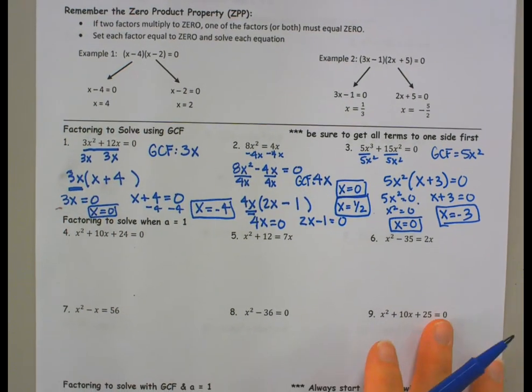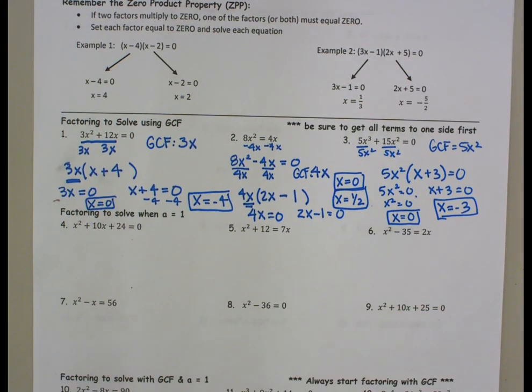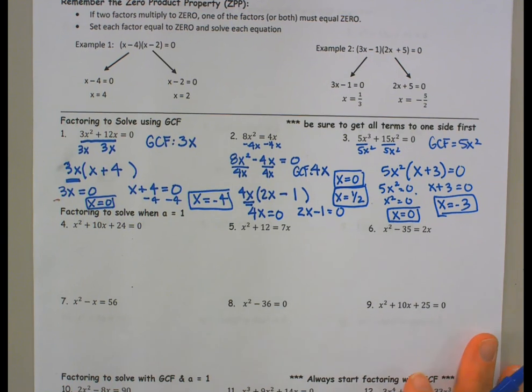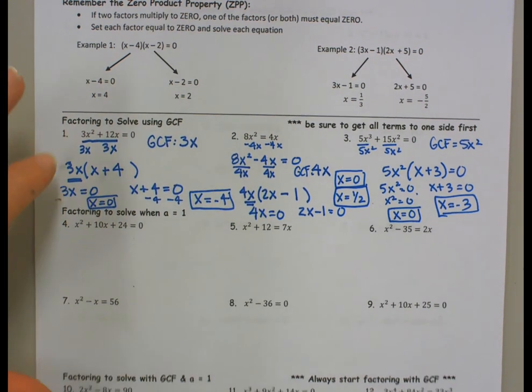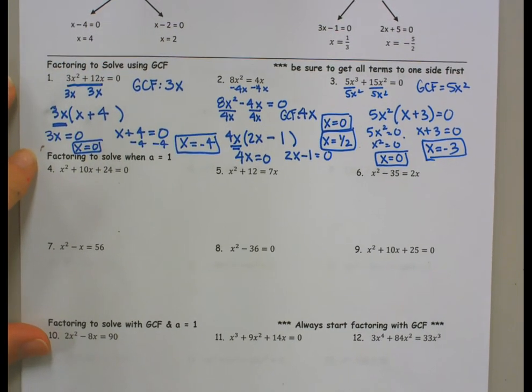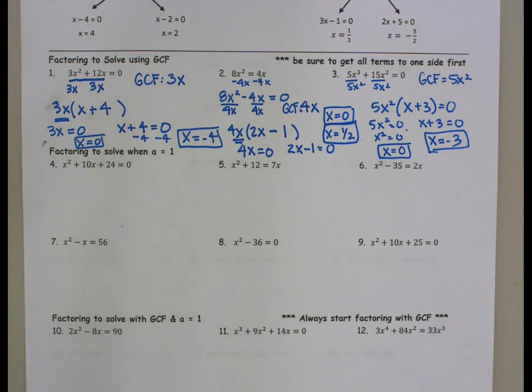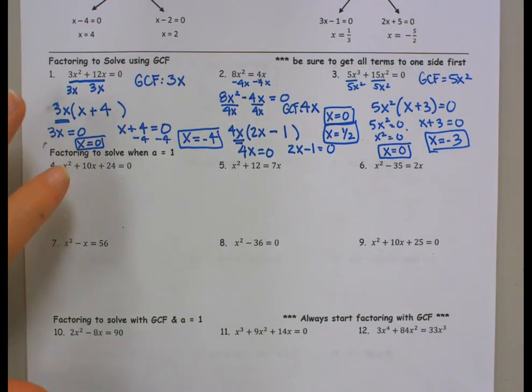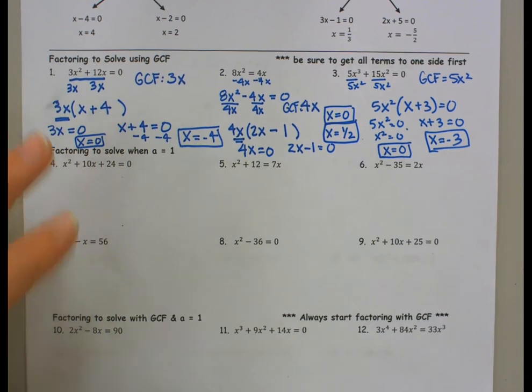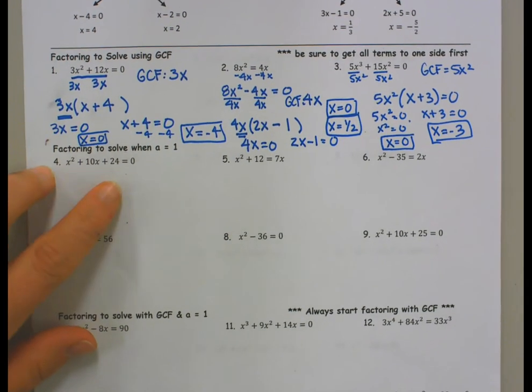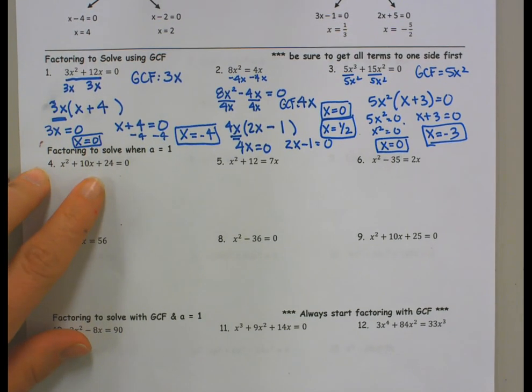Okay, so hopefully that was a good refresher on greatest common factor and then also how to solve with our greatest common factor. So now we're going to review factoring when a equals 1. So you should have seen this in Algebra 1 a lot. All we're going to do is come up with the two factors that, if we would FOIL back together, would give us this.